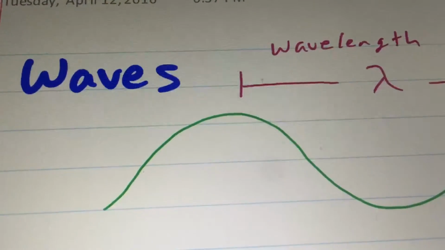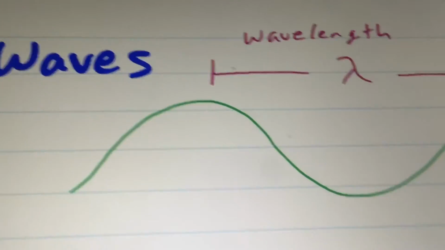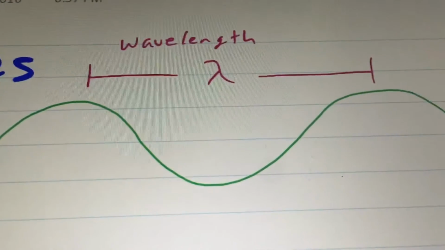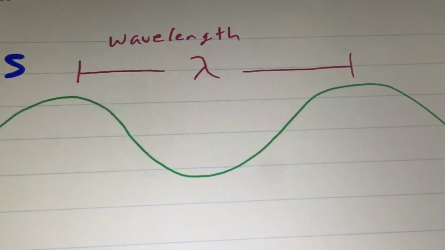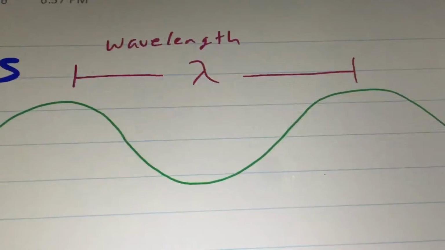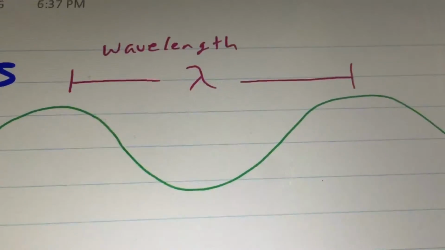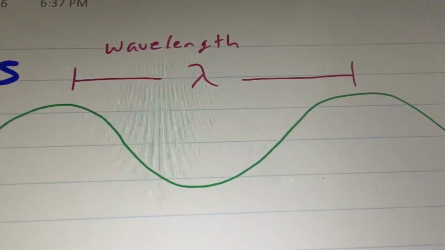The topic for today is waves. Each wave has a specific wavelength and a specific frequency. Now, my question to everybody is, what do you think will happen to the frequency if the wavelength decreases?